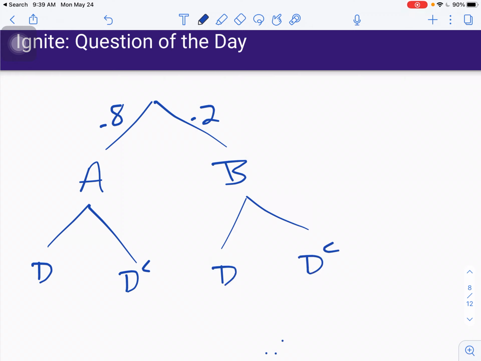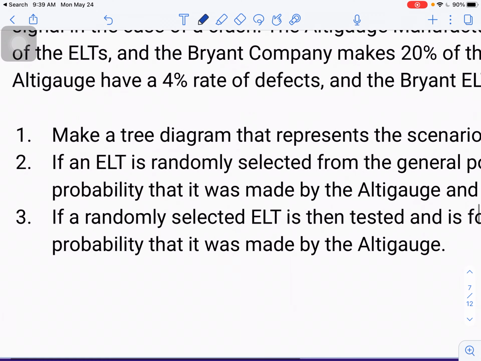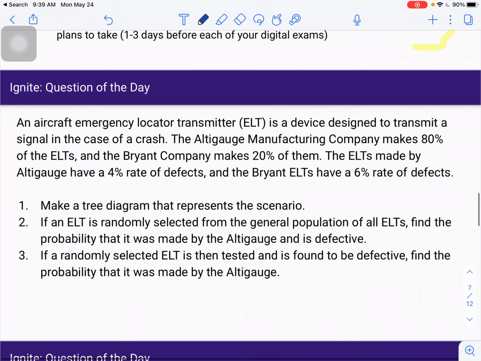Then we can put in the probabilities of the second level of the tree diagram. If we know the ELT came from AltaGauge, the probability of it being defective goes right here. Let's go back and see what that number was. It says that ELTs made by AltaGauge have a 4% rate of defects, and the corresponding probability for Bryant is 6%.